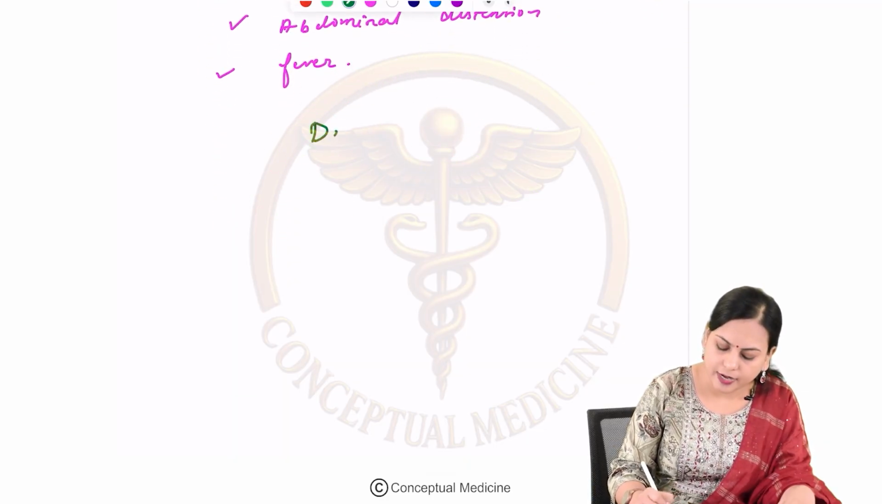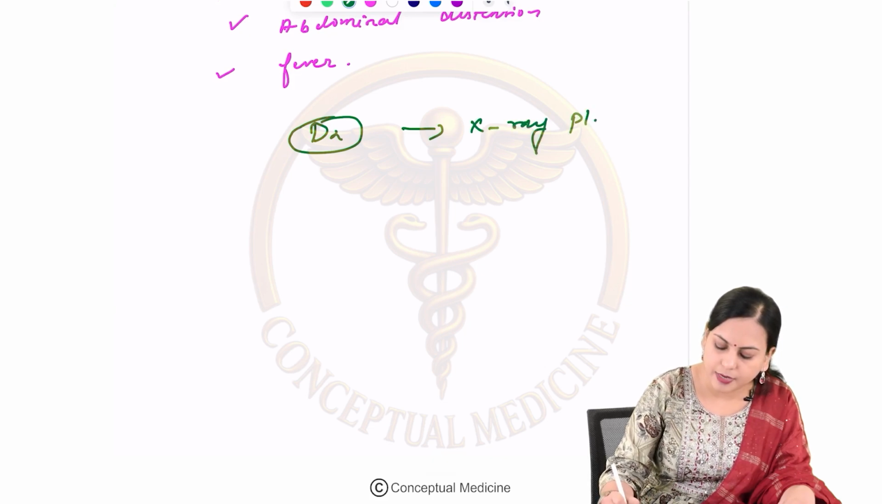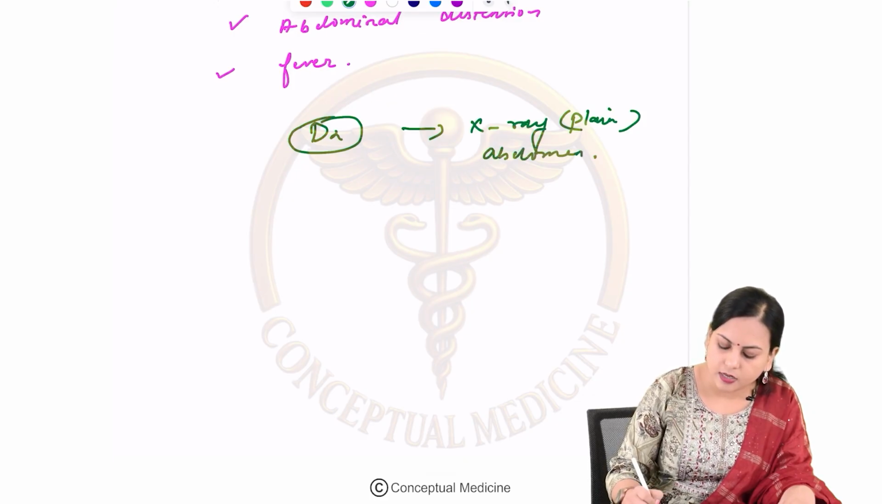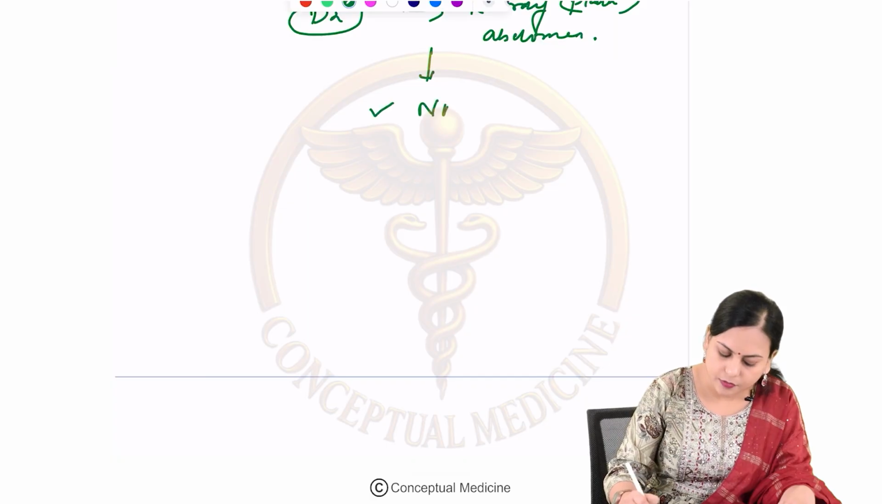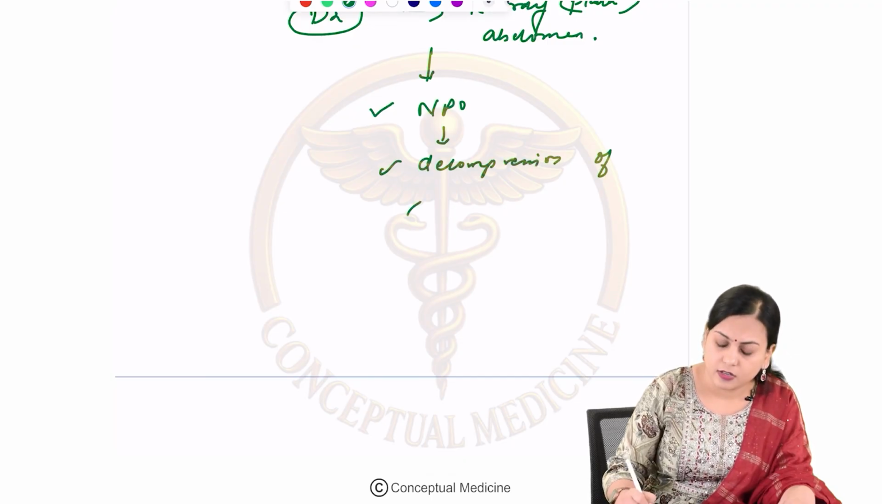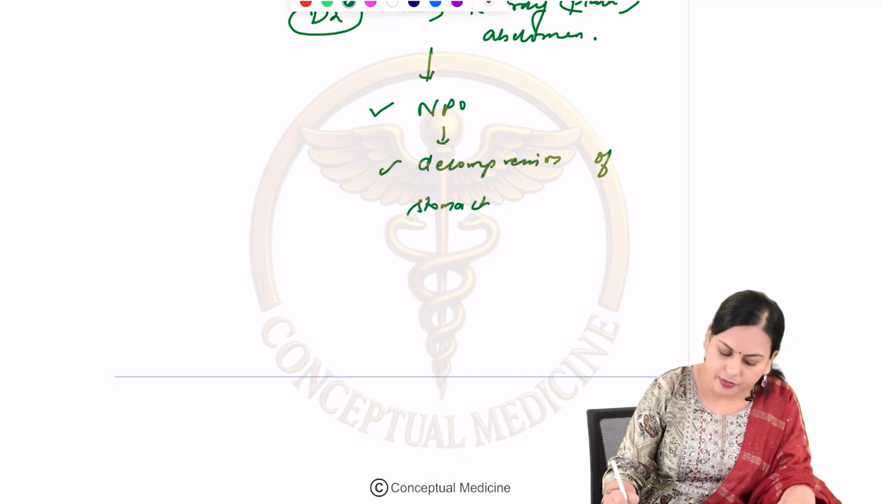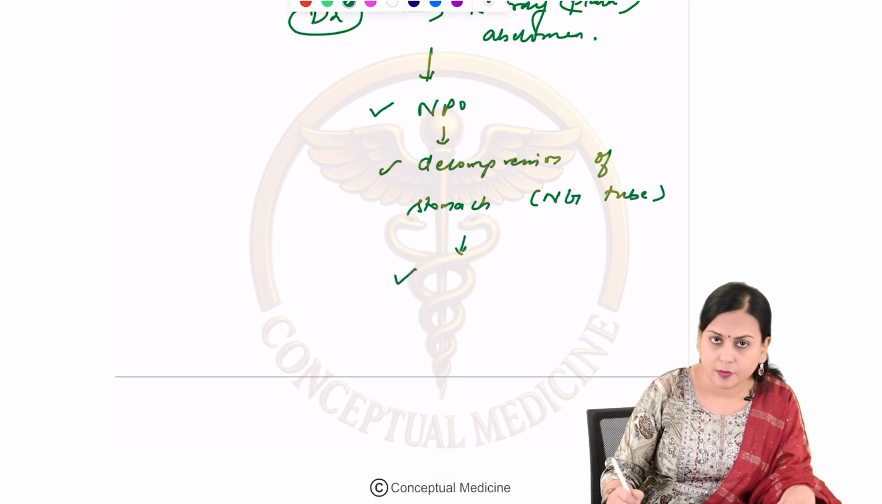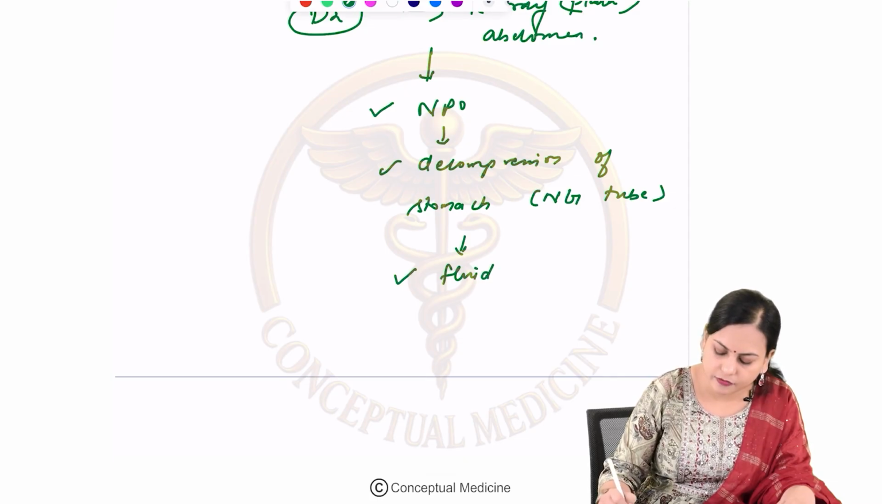So, how do you diagnose this? You have to take an X-ray abdomen plain, and if this is suspected, you have to keep the patient NPO, and this should be followed by decompression of the stomach by using a nasogastric tube, and simultaneously you have to maintain her fluid and electrolyte balance as well.